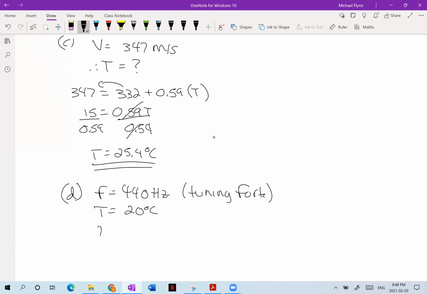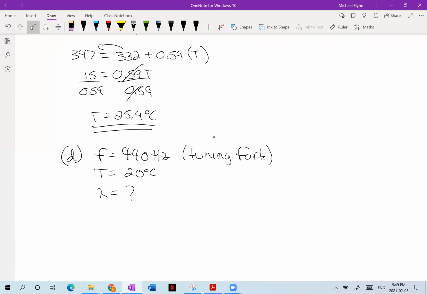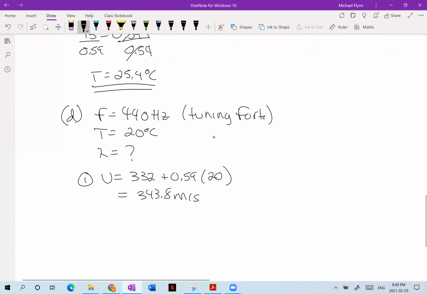Now, my question for you is, what is the wavelength of these waves coming from the tuning fork? We can't see the sound waves, so what would their wavelength be? Well, you would go first, the speed of sound equals 332 plus 0.59 times 20. We already did it in one of the examples above. You get 343.8 meters per second.